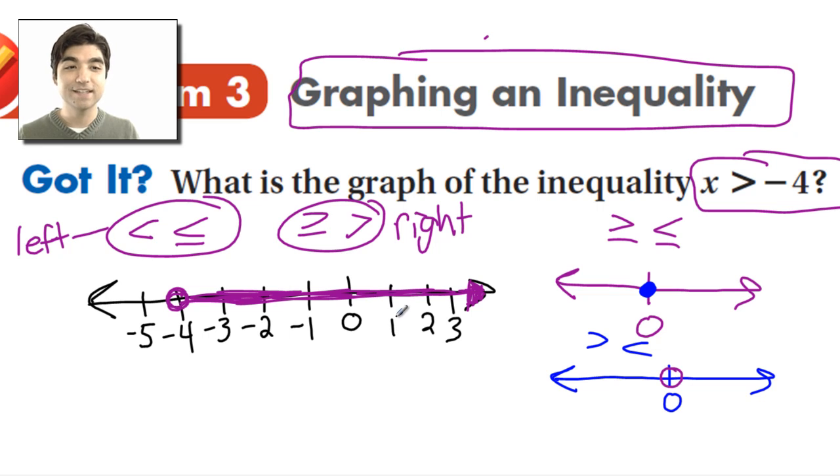Okay, does that make sense? So you gotta remember two things. Do you have a closed dot or open dot? And do you shade to the left or do you shade to the right? And if you can get those two things straight, you know, this is gonna be a piece of cake for you. Okay, let's go to the next example.